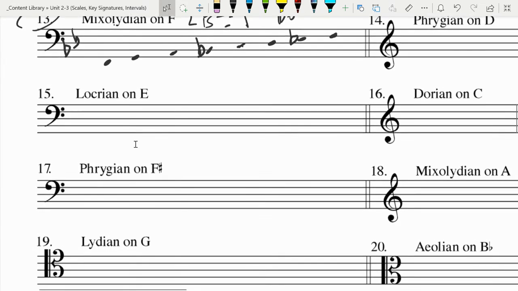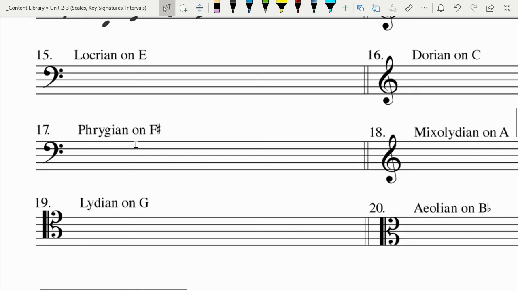Okay, and then Phrygian on F sharp. Again, this is bass clef. So once again, you can think F sharp first, build your scale diatonically: F sharp, G, A, B, C, D, E, F sharp. If you want to do "I don't play," that's a third. So the third mode would be F sharp is 3. If you're doing the relative, you're trying to think down.